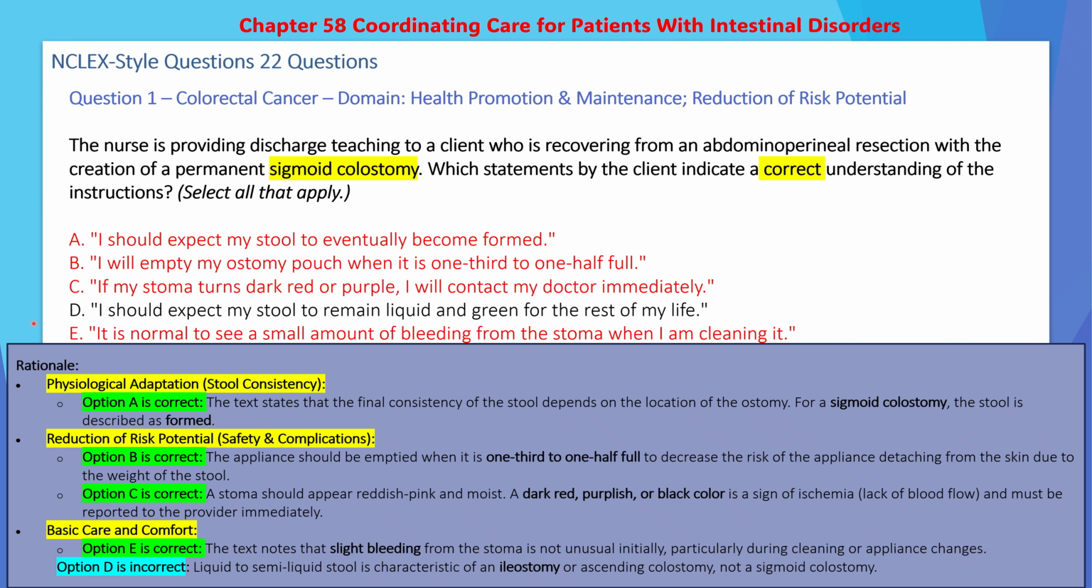So the incorrect option, D: liquid to semi-liquid stool is characteristic of an ileostomy or ascending colostomy, not the sigmoid colostomy. So that's why D was wrong.